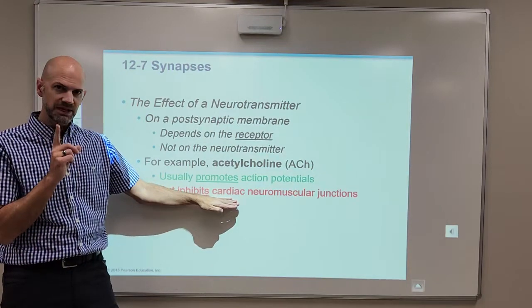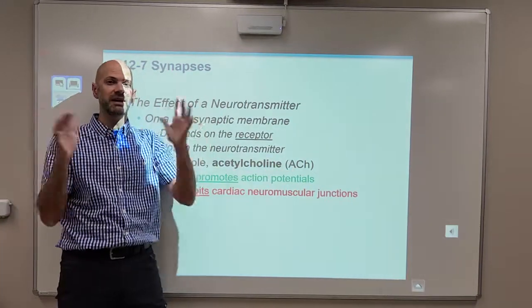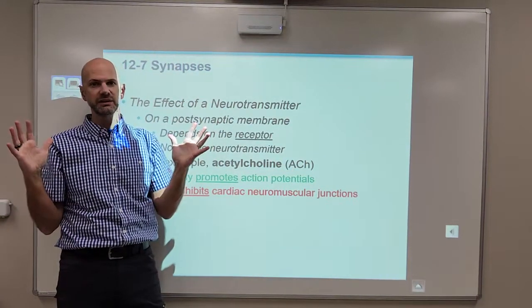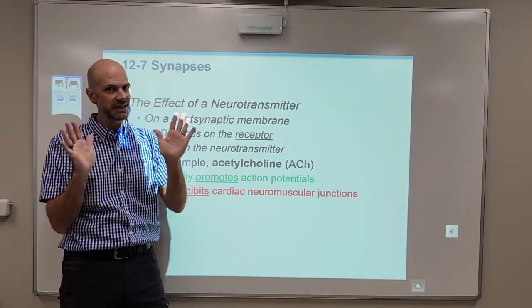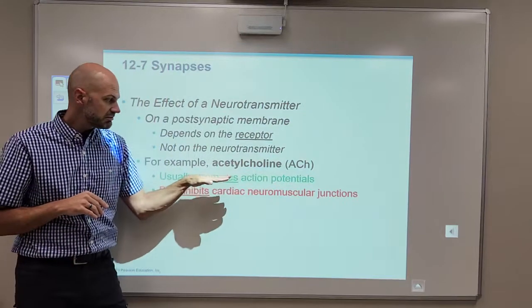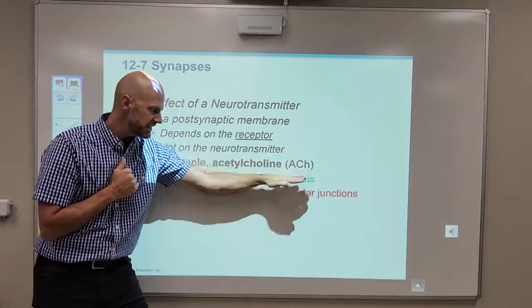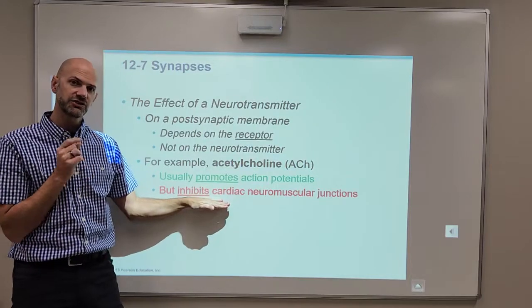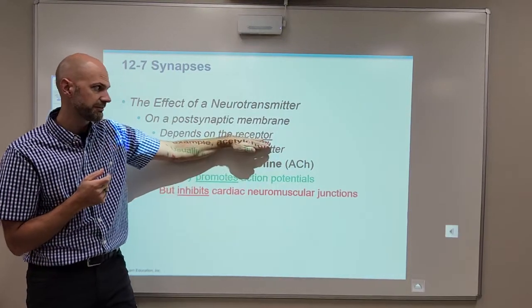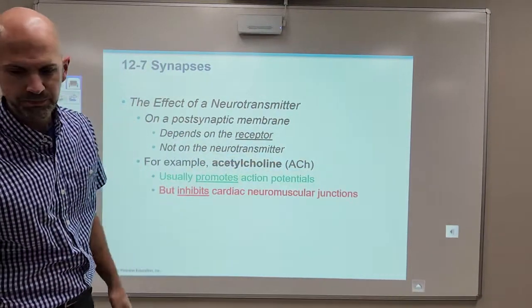So what does that mean? It just means that acetylcholine is not, bar none, always excitatory. It's not always going to send a signal. That's not what it means. Acetylcholine is mostly excitatory. Green means go. But sometimes it can have an inhibitory effect. It just depends on the receptor, not on what acetylcholine is.